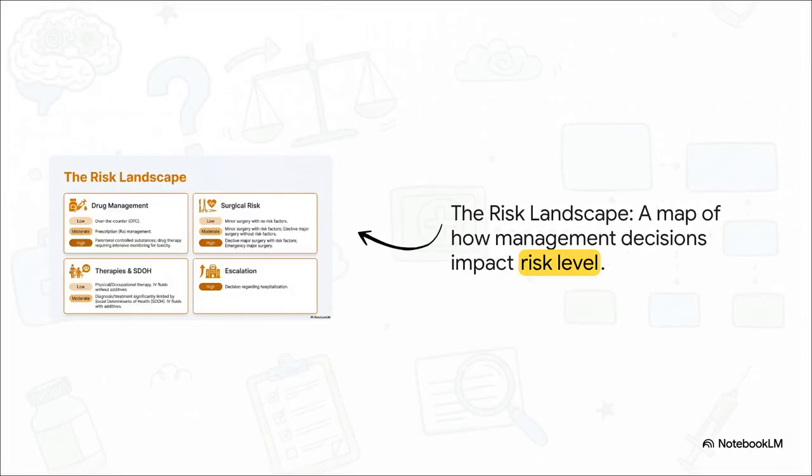Think of this as a map of risk. It gives you a great visual. You can see how different decisions fit into low, moderate, or high risk. For instance, suggesting an over-the-counter drug. That's low risk. But the moment you manage a prescription drug, you've jumped into moderate risk. And a decision about whether or not to hospitalize someone, that puts you straight into the high-risk category.